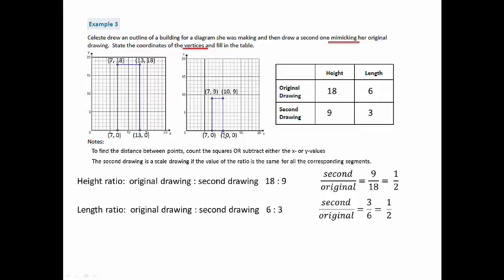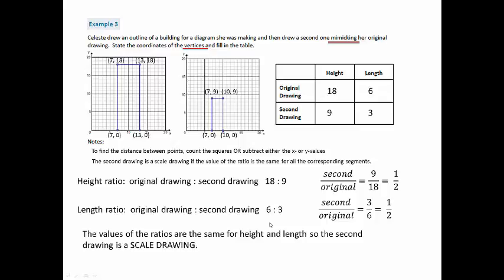So I know that the drawing that Celeste drew was a scale drawing of her original one. The values of the ratios are the same for height and length, so the second drawing is a scale drawing.